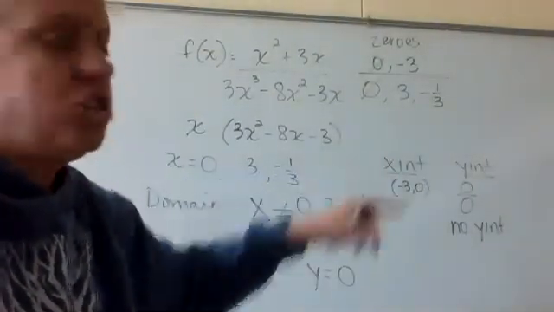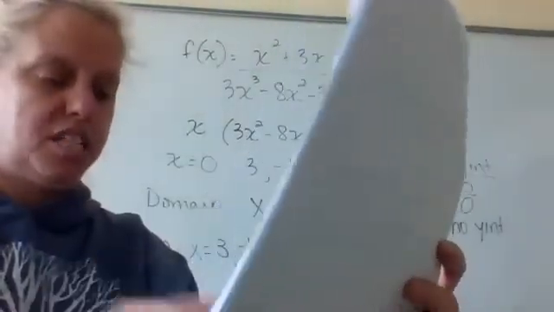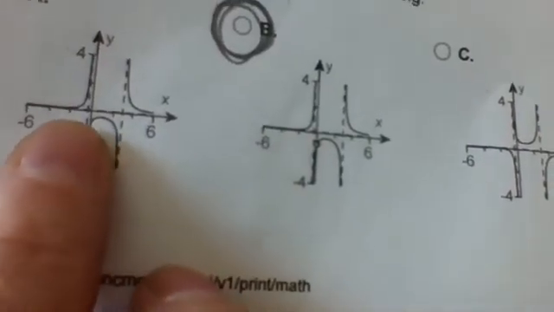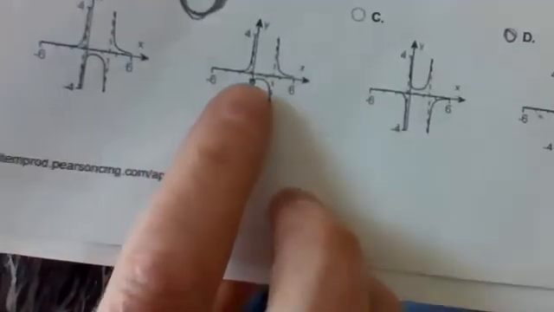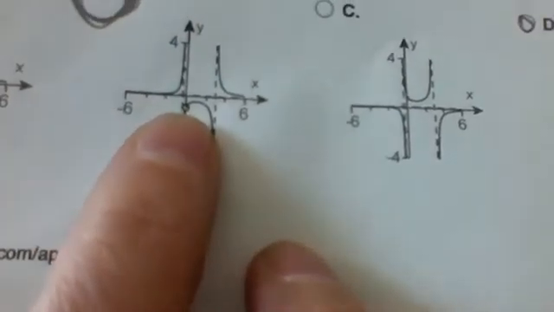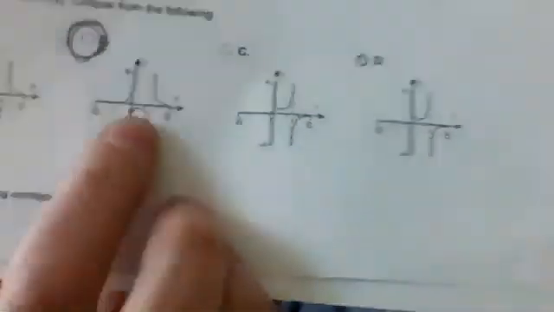Here's a distinguishing feature. There is no y-intercept. Look at A. A crosses the y-axis right where my finger is. B doesn't cross the y-axis. Look what happens when it gets to the y-axis. It puts a little hole right there. So that's okay.